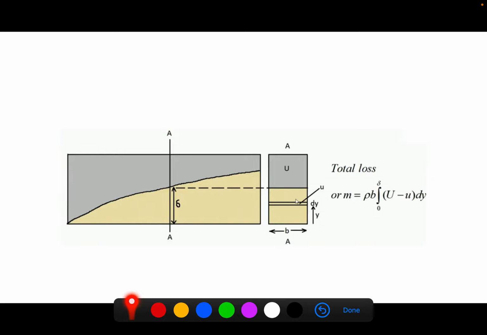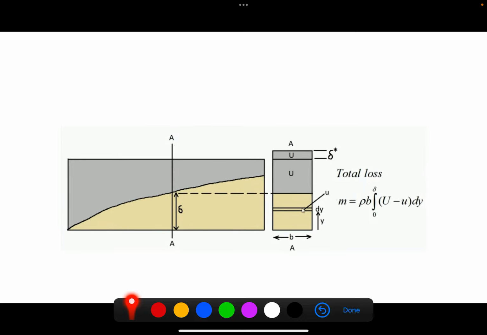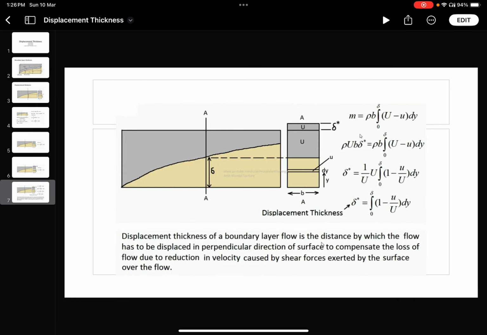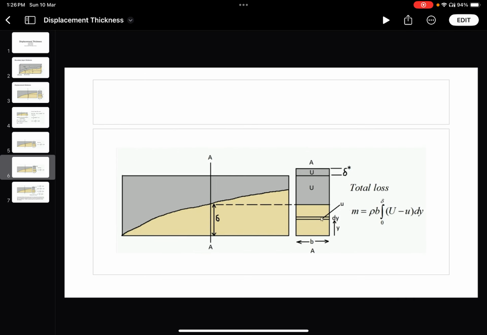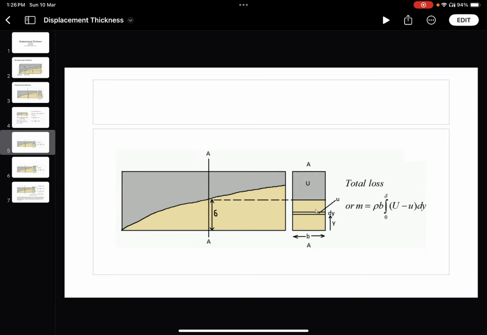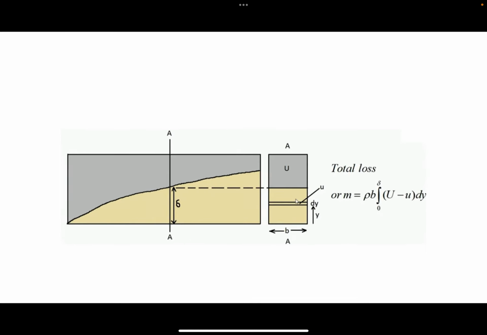So m becomes rho b integral 0 to delta (U minus u) dy. Next, to accommodate that loss in mass flow rate, the boundary layer, or the fluid, has to shift a distance of delta star. We have identified the change in mass flow rate.